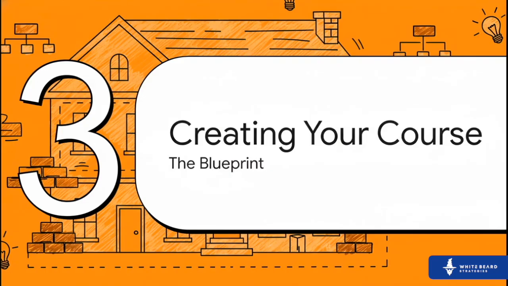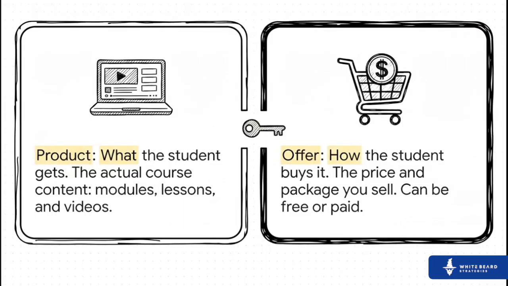Okay, the digital home base is ready. Now it's time to actually build the house inside of it, your course content. Now, this next part is absolutely crucial. You have to understand the difference between a product and an offer in GoHighLevel. A product is what the student gets, the actual modules, the lessons, the videos. The offer is how they buy it. It's the price tag, it's the package. Getting this distinction right from the start will save you so much trouble down the line.